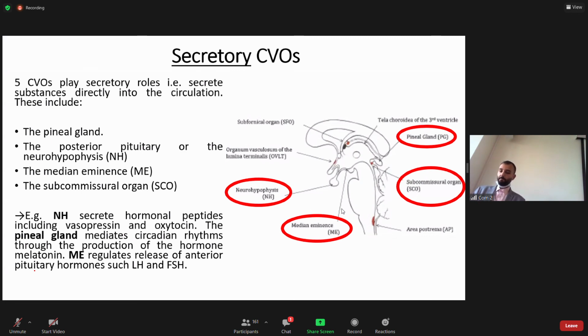Also, we have others like the pituitary, which secretes hormones like vasopressin and oxytocin, which, as you learned in the reproductive system, regulate milk production and several things related to pregnancy. Very good. And others like the median eminence secrete hormones which regulate the release of anterior pituitary hormones like LH and FSH.